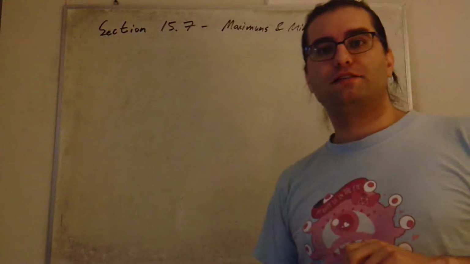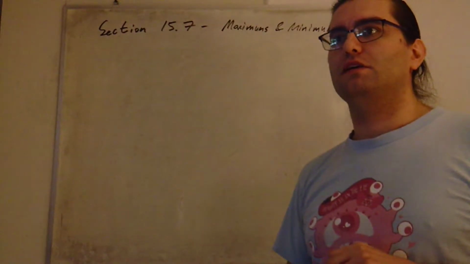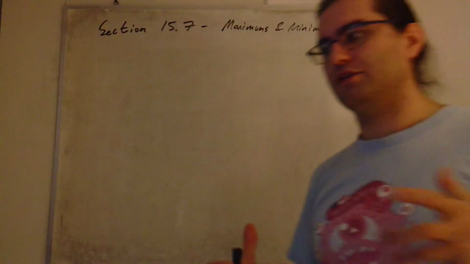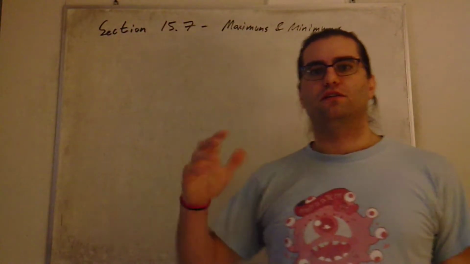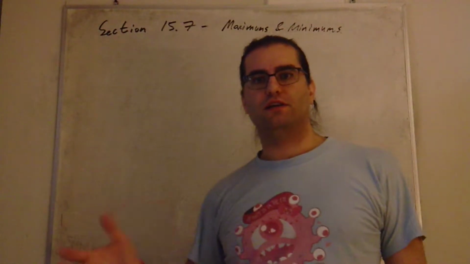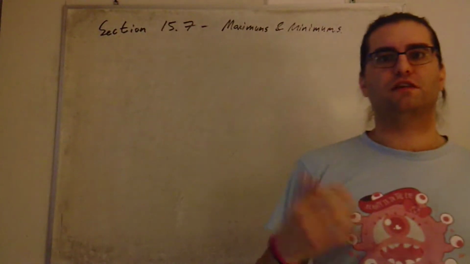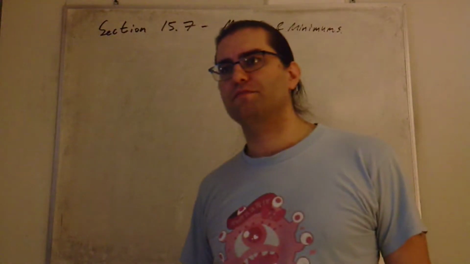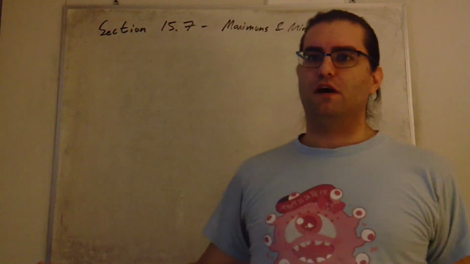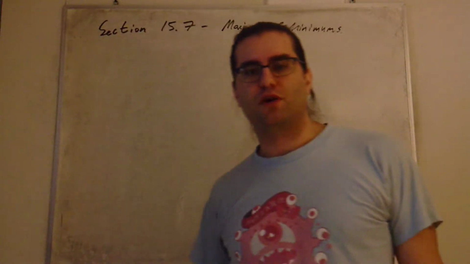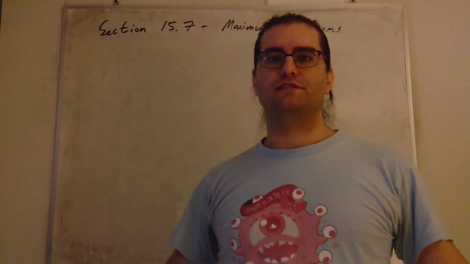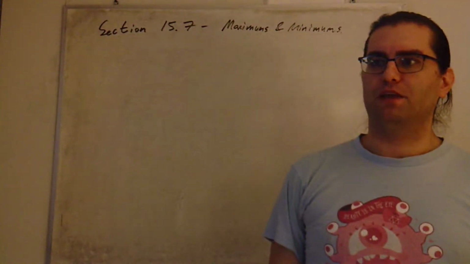15.7 is about maximums and minimums. In Calc 1, this was a really big deal. This was a huge part of our curriculum. We spent a while learning how to find critical points and how to identify them as maximums or minimums based on the first derivative test or the second derivative test. And then we used that information to graph things, and then we applied those techniques to story problems, and we called it optimization. We spent like an entire quarter of the class just doing max and min problems in Calc 1.